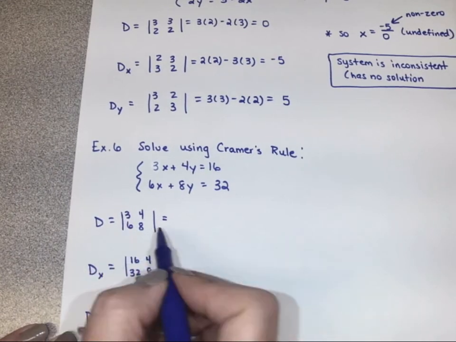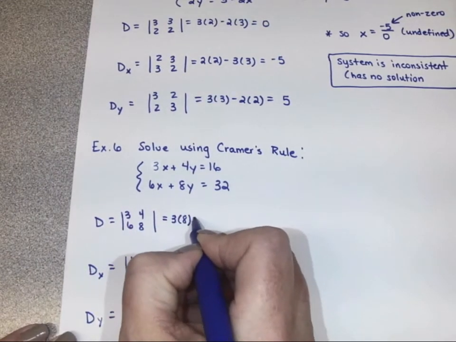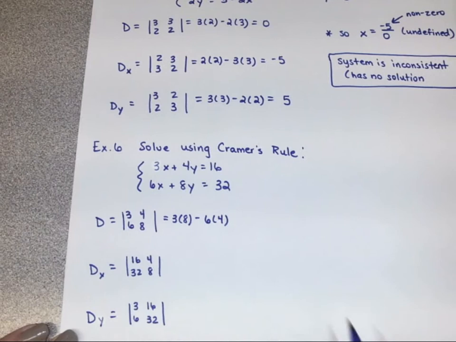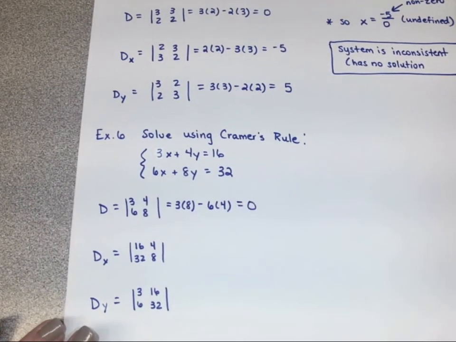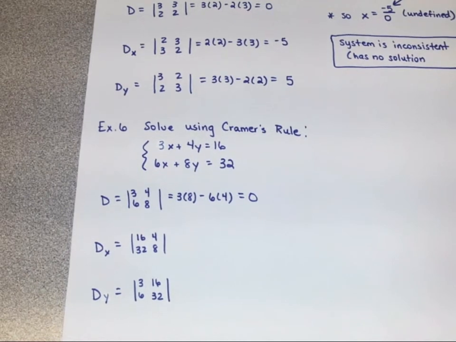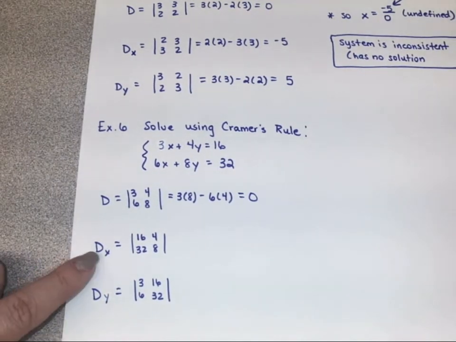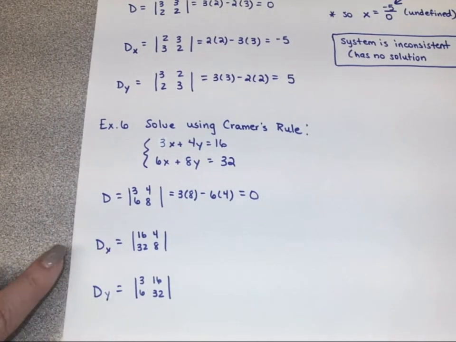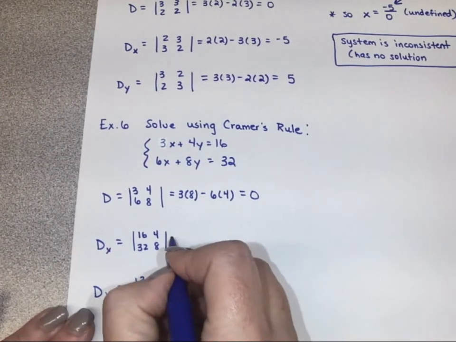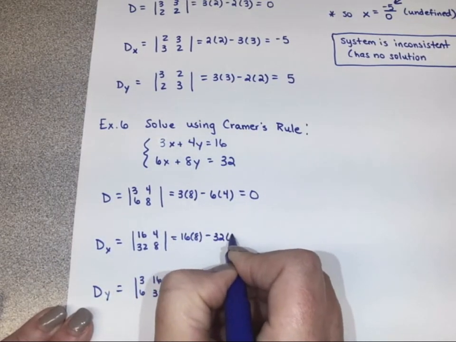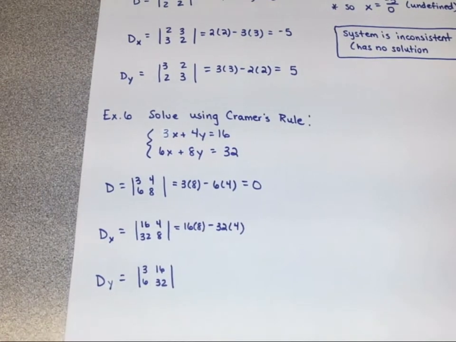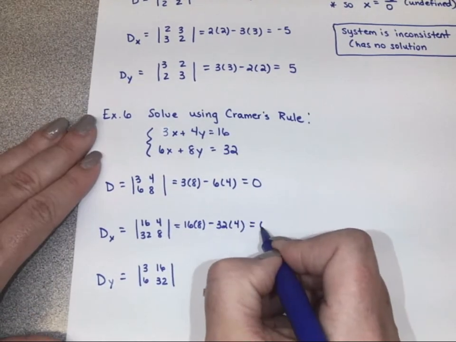So let's work it out. 3 times 8 minus 6 times 4. So 24 minus 24 is 0. By the way, right now you know it's one of the two unusual situations, okay? When 0 is the D term, it depends on whether these are zeros or non-zeros, honestly. So this one's going to be 16 times 8 minus 32 times 4. Both of those are 128, just so you know, so this comes out to be 0 as well.